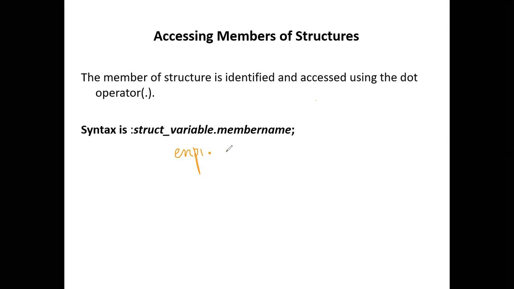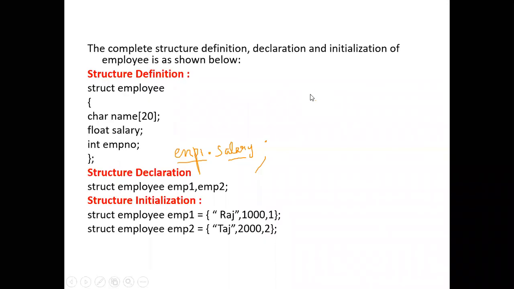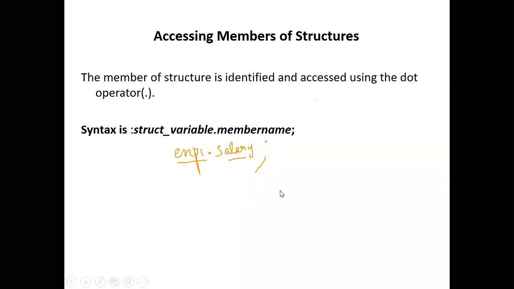I want to access salary. Salary was the member name, so just write the name of that member. This will give the employee one salary. What was employee one salary? In the previous slide we discussed it: that is 1000. So this will give you the value 1000. This is how you can access the members of the structure.